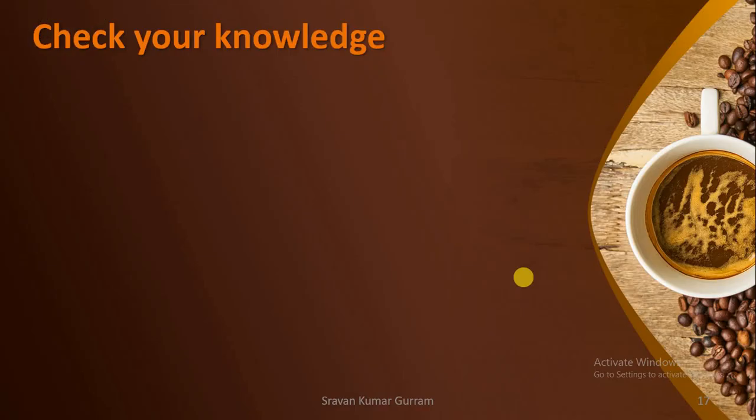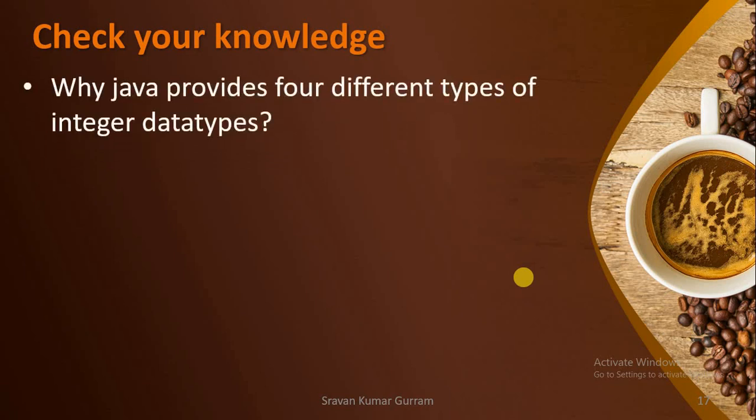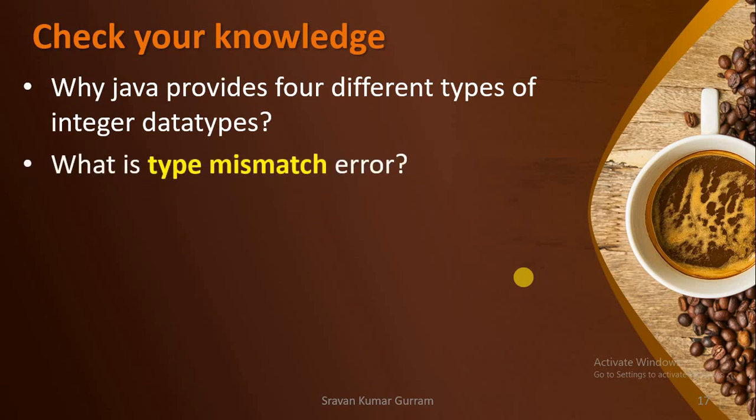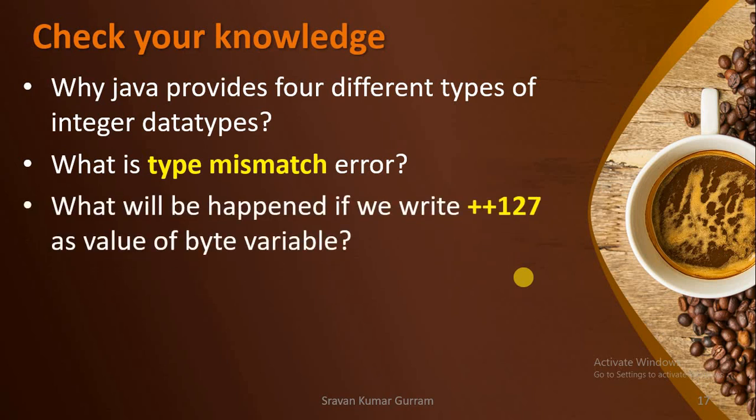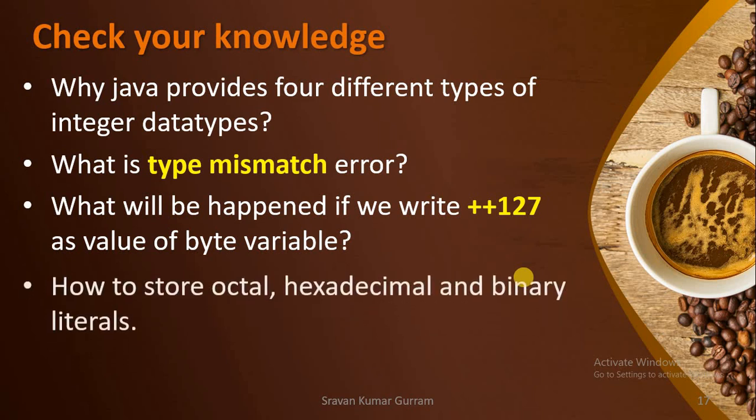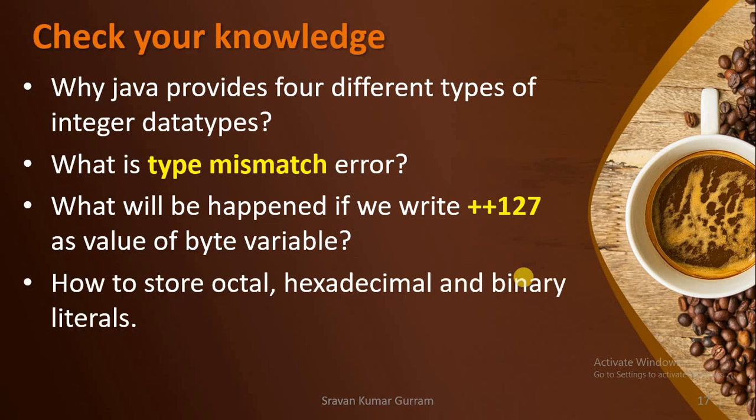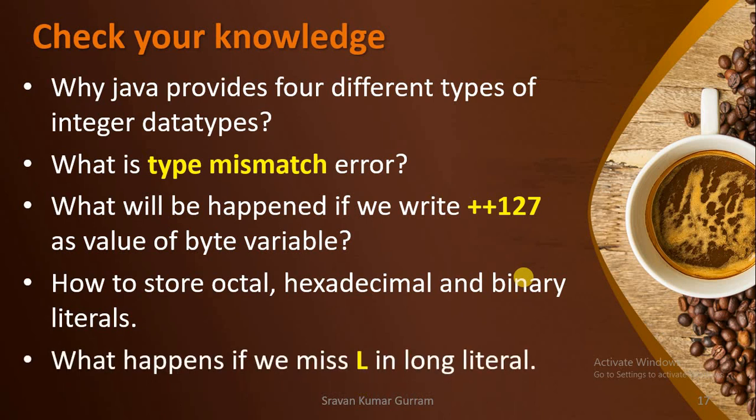Check your knowledge of what you learned from this video. Why does Java provide 4 different types of integer data types? What is a type mismatch error? What will happen if we write 127 incremented as the value of a byte variable? How to store octal, hexadecimal and binary literals? What happens if we miss capital L or small l in a long literal value?